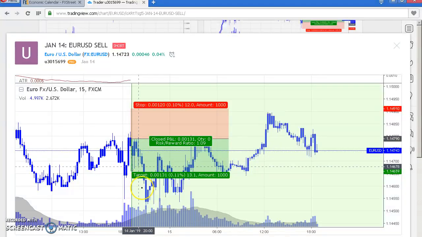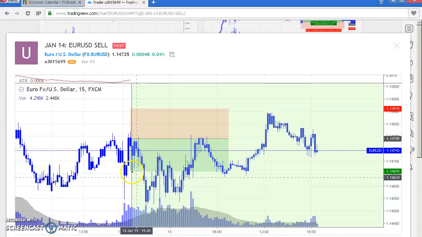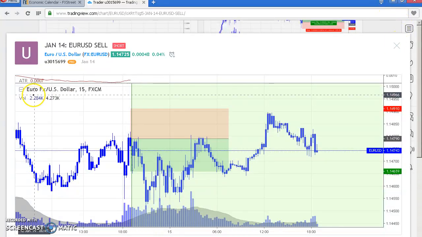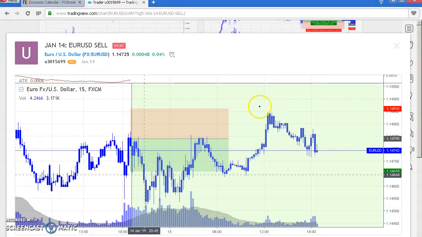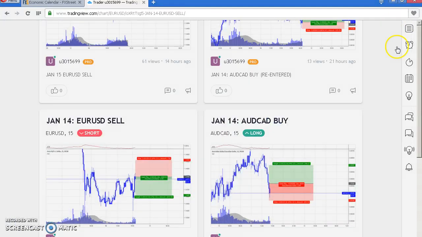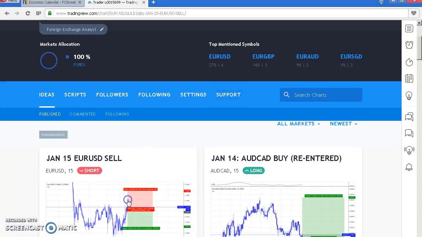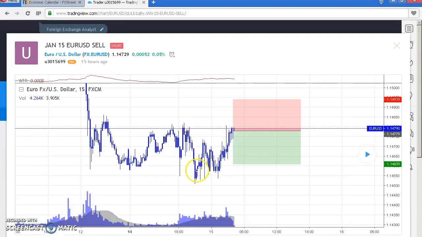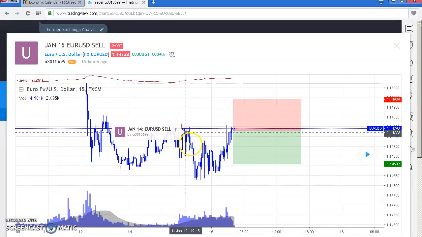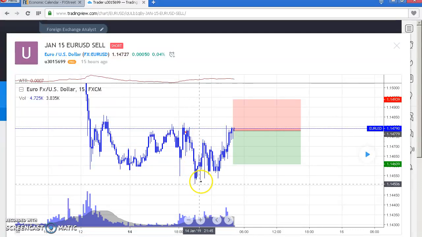So that trade played out really well, it immediately hit my take profit area. So that's the first trade I took yesterday for Euro USD for a sell, which worked out. Then I took a second trade as well for a sell. This was the later time of the US Open, where I decided to take a sell over here. So this was my first entry over here for a sell. As I showed before, the trade worked out really well.